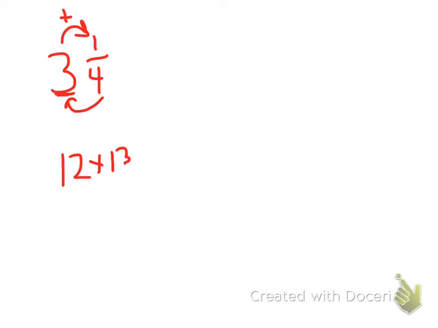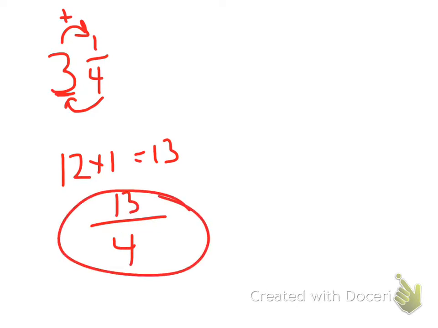So a shortcut, instead of drawing out pictures every time, is if I have 3 and 1/4, well, I have 3 wholes all divided into 4. So if I multiply those together, I get 12. But then I have to add that additional 1 on there. Adding 1 gives me 13. And again, we're talking about fourths, so I have 13/4.